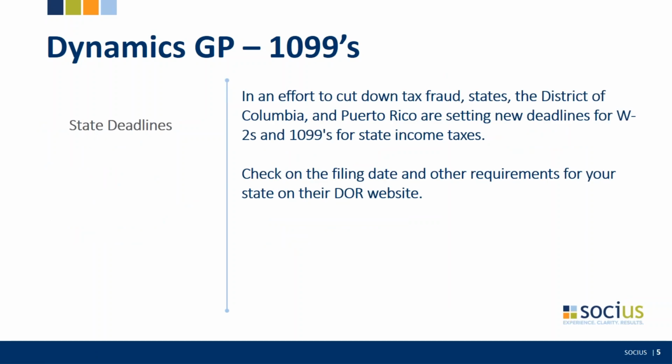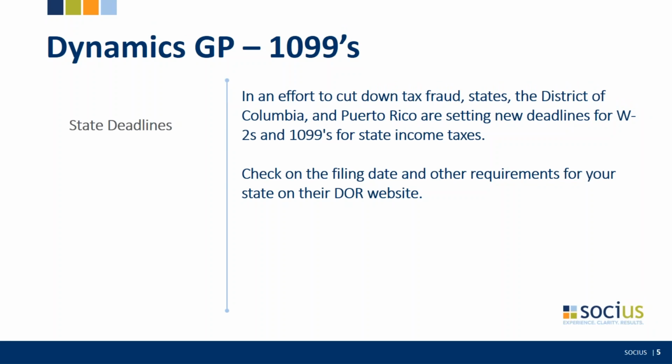Let's move forward. Okay, now there have been changes, of course, as we know, to the dates when all of your information is due now. So the first thing we're going to look at, of course, I can't show you every state, but there are state deadline changes. And I believe it's around 21 states so far. The District of Columbia, Puerto Rico, they're all setting new deadlines for the W-2s and the 1099s for the state income tax reporting. So I do recommend, of course, we can help you with this, but you really should check on your state's Department of Revenue website to determine when you need to have your state forms in.